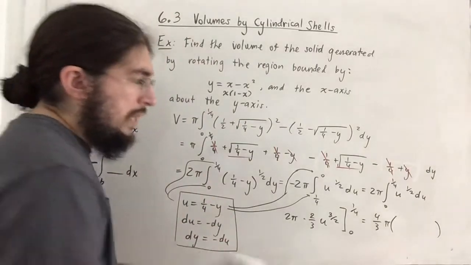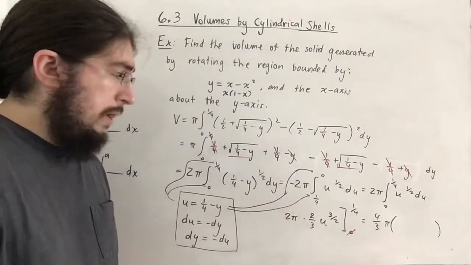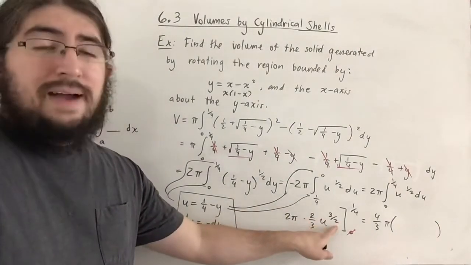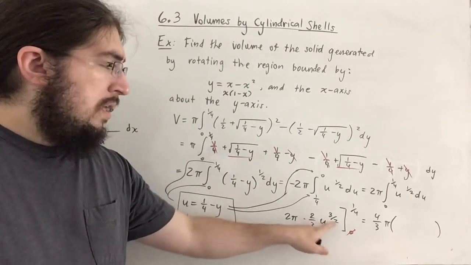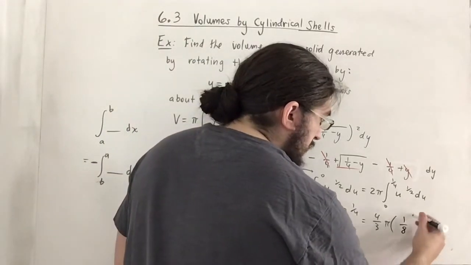Now of course when you plug in 0, we just get a 0 into this because it's a power of u, a power of the variable. When you plug in 1/4, 1/4 to the 1/2 is the square root of 1/4, which is 1/2 itself. 1/2 to the 3rd is 1/8. So actually all we get really in parentheses here is 1/8.